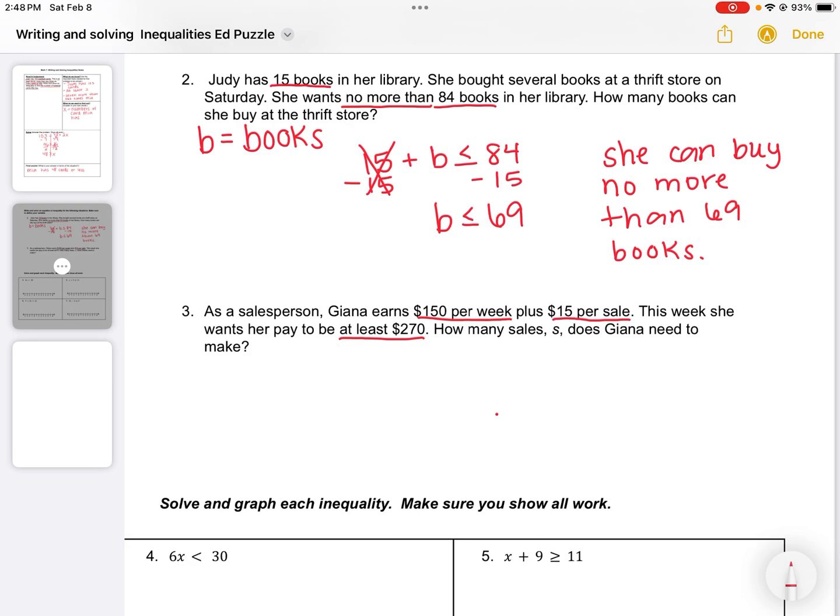The last thing I want to underline is they have actually already given us what we are going to find and how we're going to represent it. In the last sentence, it says how many sales, comma, S. This means they've already defined their variable, S equals sales. So underneath of here, I'm just going to repeat S equals sales.